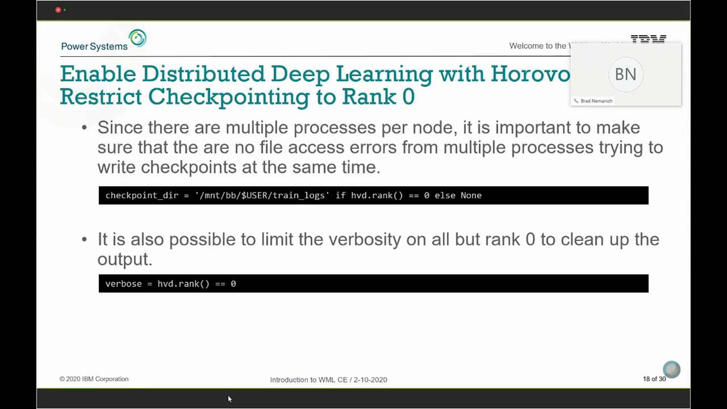In TF-Keras, a lot of times you set verbosity to false, or set verbosity to false on everything except rank 0. That way, you see cleaner output and things like that. There could also be some data preparation or data ingestion operations that you only want to happen on a single rank, maybe single rank per node. So things like that, you'll want to be sure that you restrict to the correct rank.